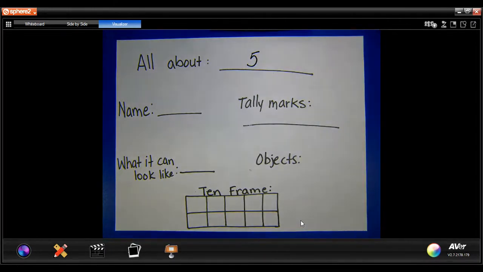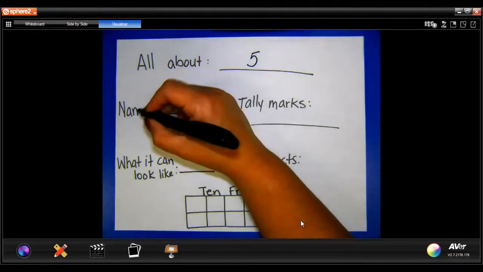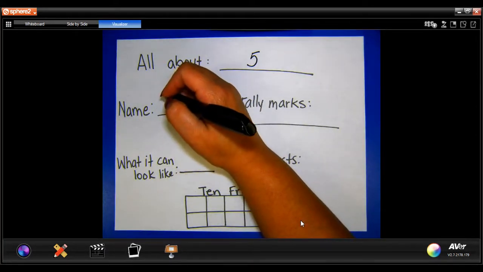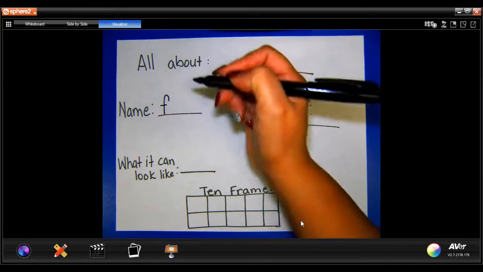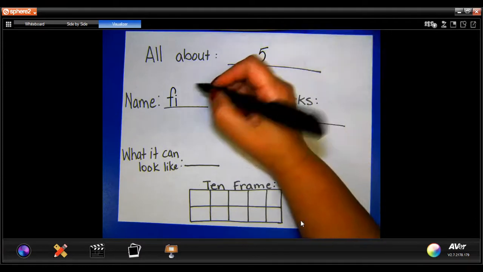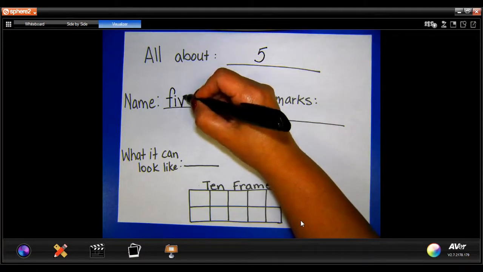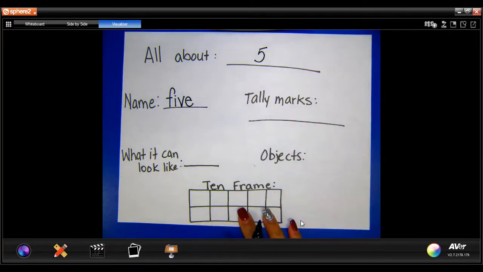Okay, that's how we write number 5. And this is how we write number 5. Here it says name, so we're going to write how we write it. 5 is an F, I, V, E. That's how you write 5.